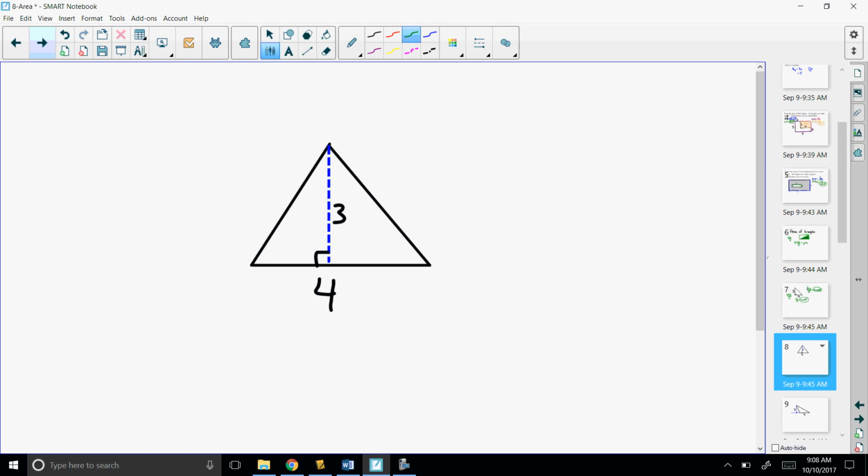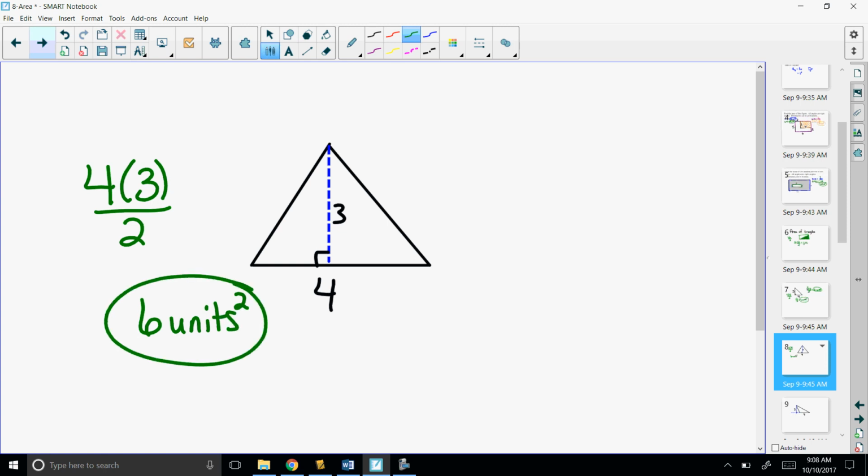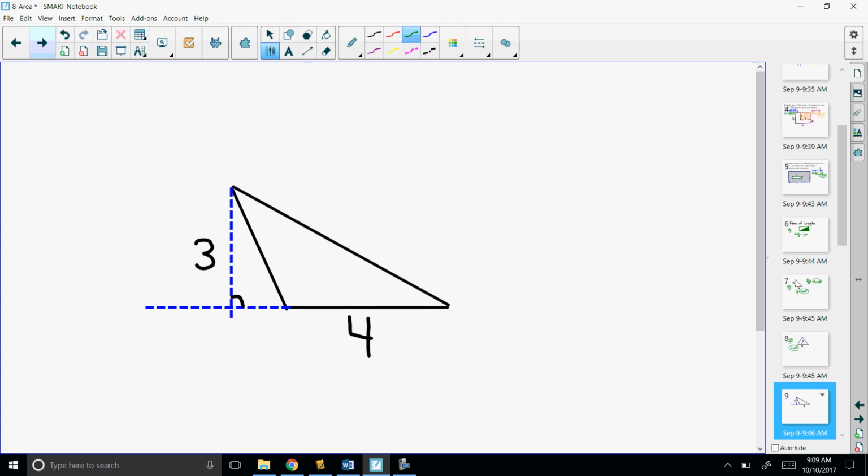So what's the area for this particular triangle? 4 times 3 divided by 2, which is still 6 square units. Just keep in mind where your height actually is. What's another type of triangle we have? Right, acute, obtuse. If you look at an obtuse triangle, where is the height going to end up? Not necessarily the smallest angle.